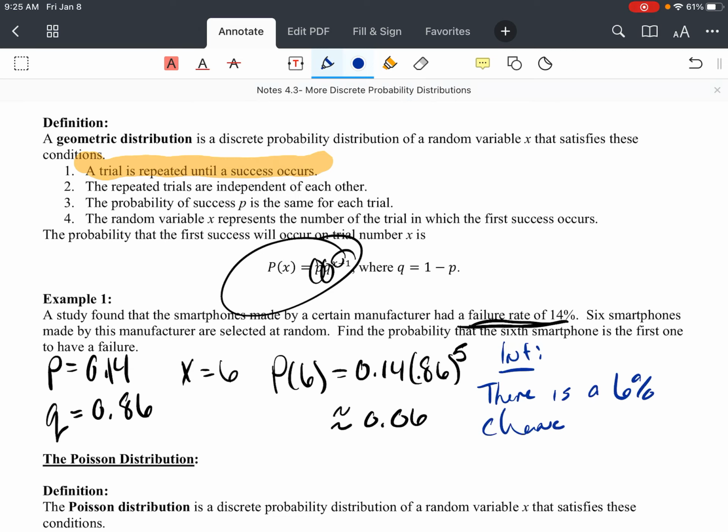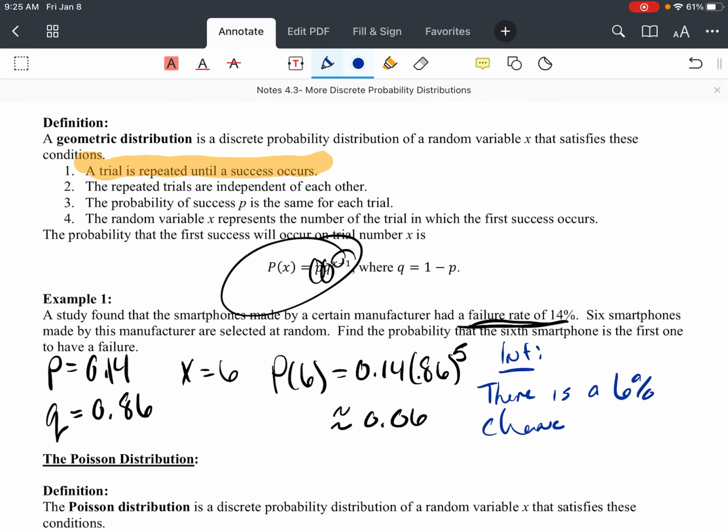Again, geometric distribution is where we're repeating the trial until we have our first success. This could be on the first one. It could be on the 1,000th phone. But we're looking at the probability of success for that happening.